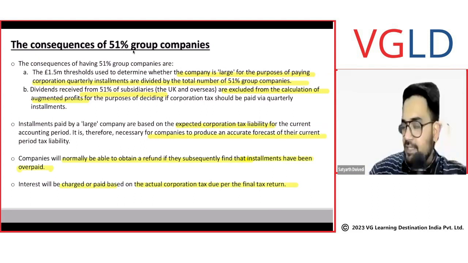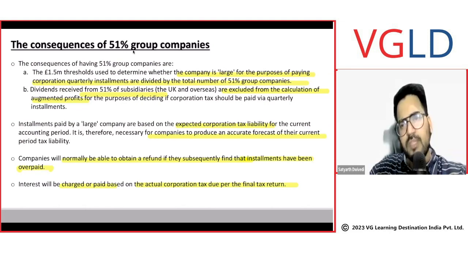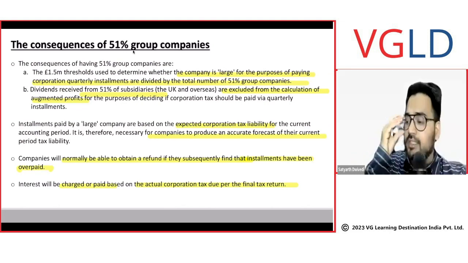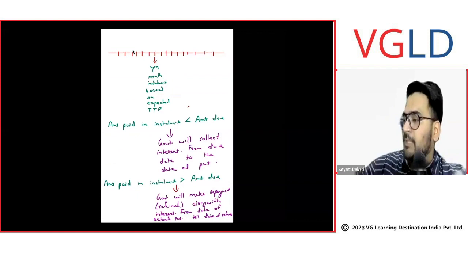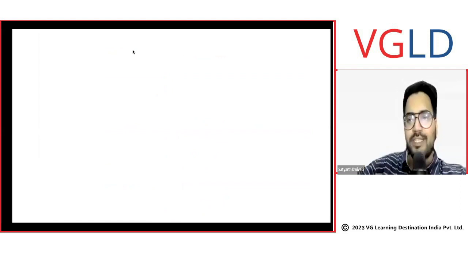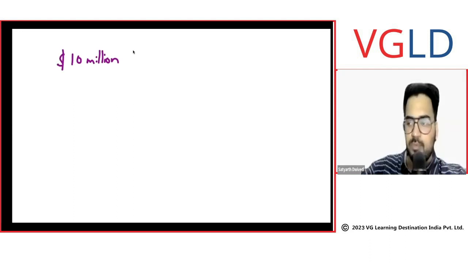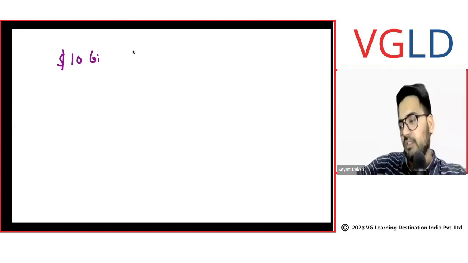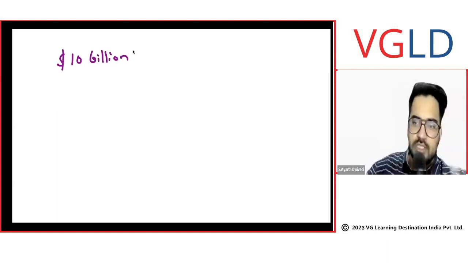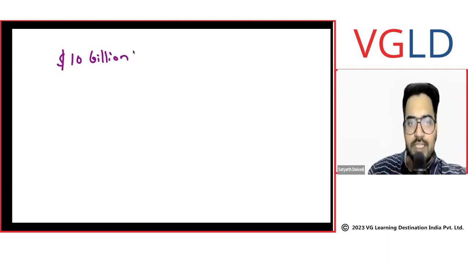Yes, they take dividend as income, right? And what people all around the world do is that they will hold, say, shares worth 10 million dollars. Okay, suppose, or $10 billion. Ultra rich, we are talking. Ultra rich, super rich. Suppose they are having shares worth $10 billion.